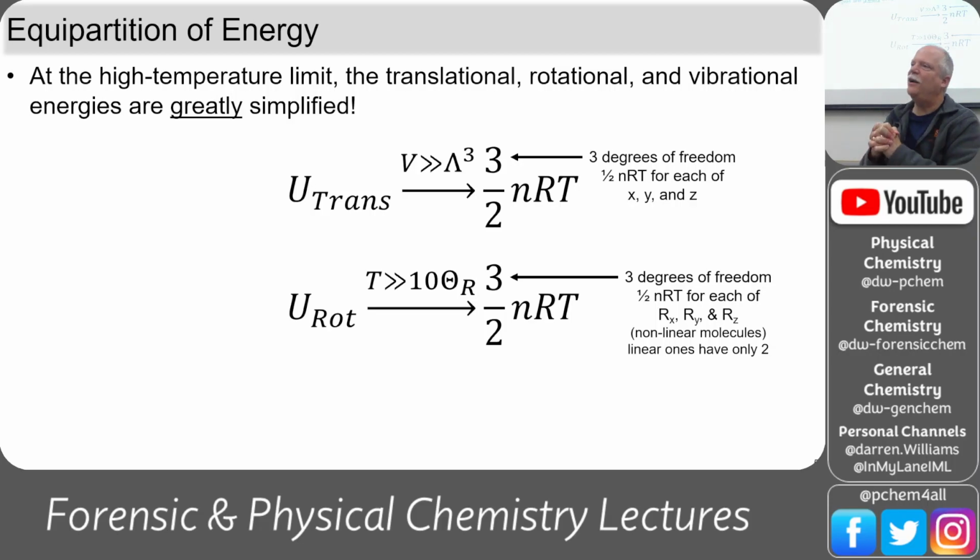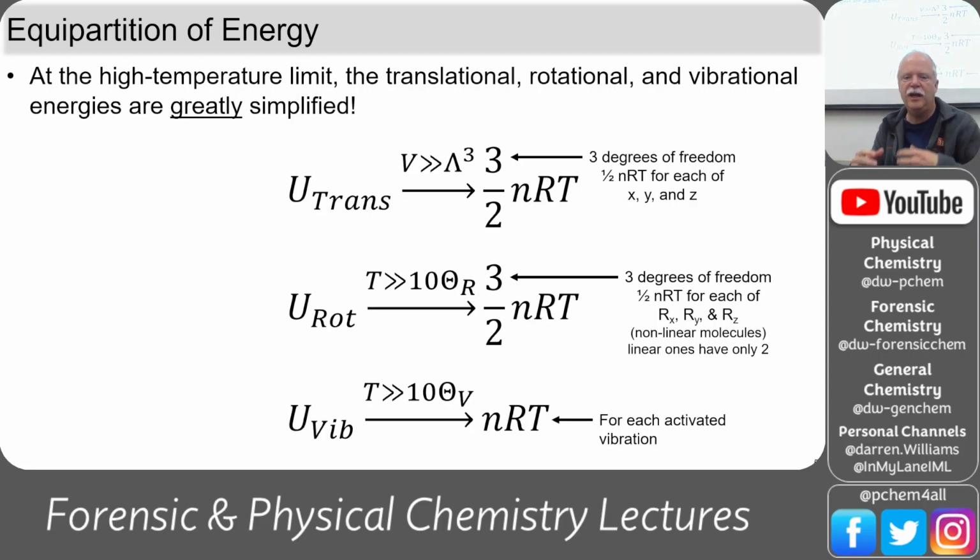Now, vibration is bidirectional. It's a restoring force, so it goes forward and backwards. And so for that case, you get 2 halves. You get a half for one direction and a half for the other, and so it adds up to 1. So for each activated vibration, you have 2 halves RT or just RT for each vibration. And these would be the equipartition or classical values for all of those, the bulk values for all of those degrees of freedom. And so we're going to be calculating these for a lot of different molecules and atoms today.